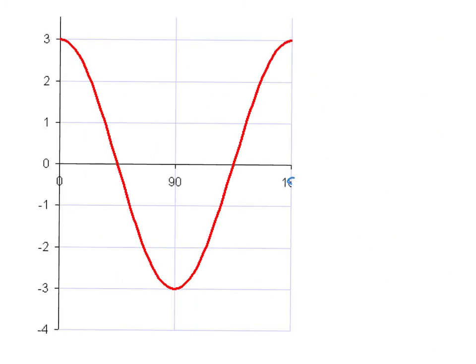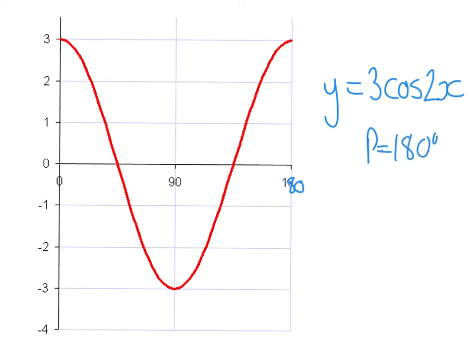Next one, this number isn't the clearest here, that should say 180. It's a cos graph again. The highest number is 3, so it's a 3 cos. It's got one wave finishing at 180, so there would be a second wave. So that's a 3 cos 2x, and the period would be 180 degrees.